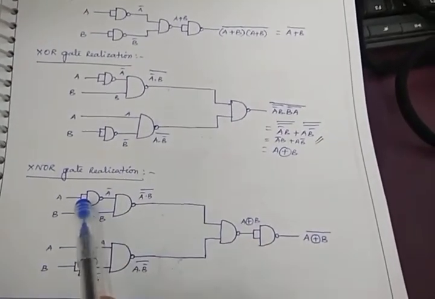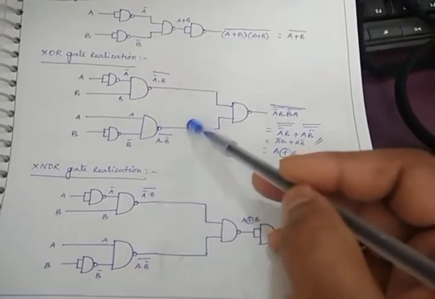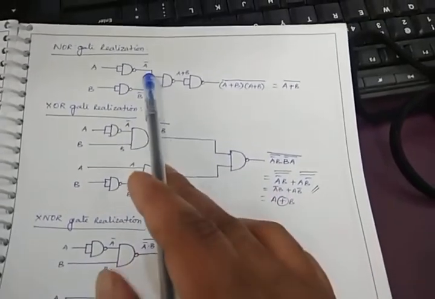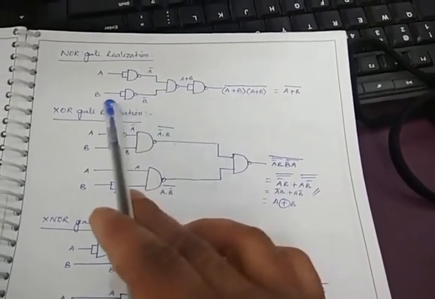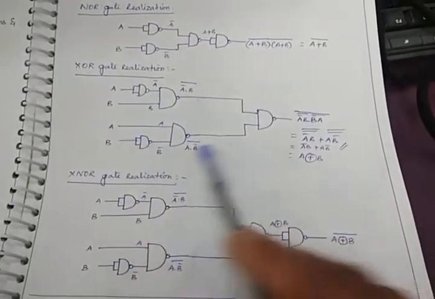So we'll see XNOR. Once you know XOR gate, XNOR is the inversion of XOR. As I told you in the NOR gate, how we implemented it from OR gate, in the same way XOR gate implementation is this one, right?